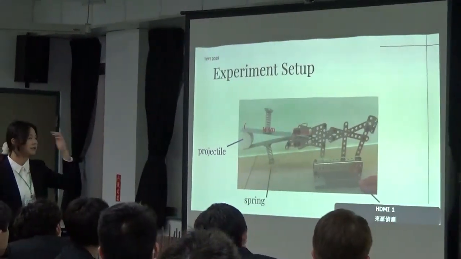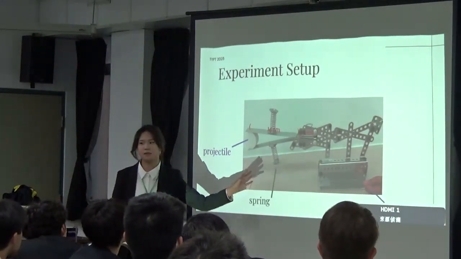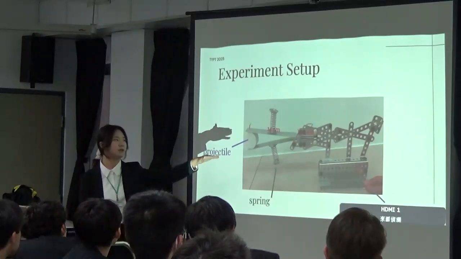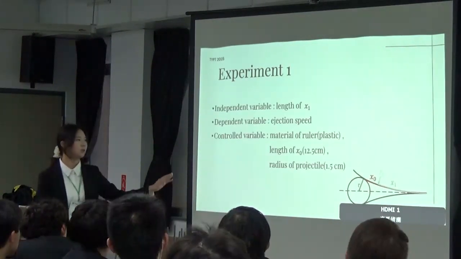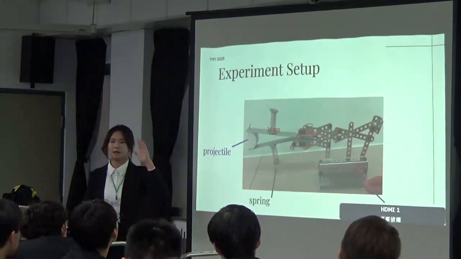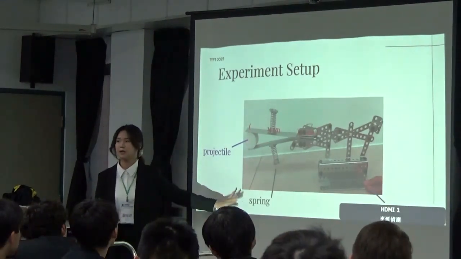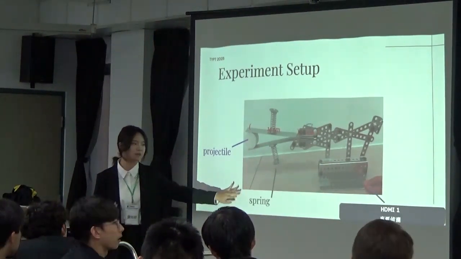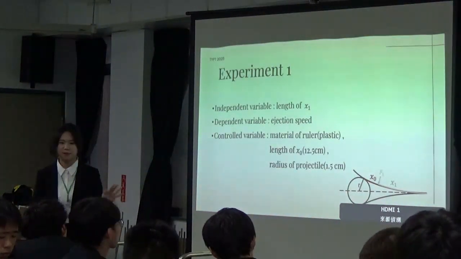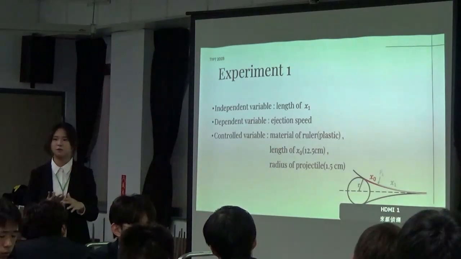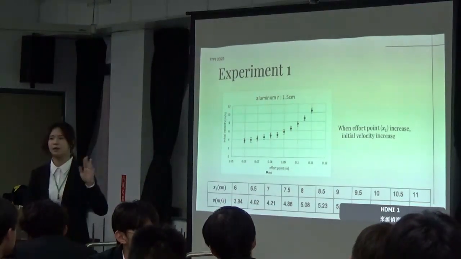And here's my experiment setup. This is a launcher. This complex launcher is to make sure that the force that pushes the projectile forward is horizontal to the floor. And I can measure the force I give the ruler because I use a spring, so I can calculate it. For my experiment 1, the independent variable is the level of x1, which is the fixed point to the force point. And this is my experiment data.